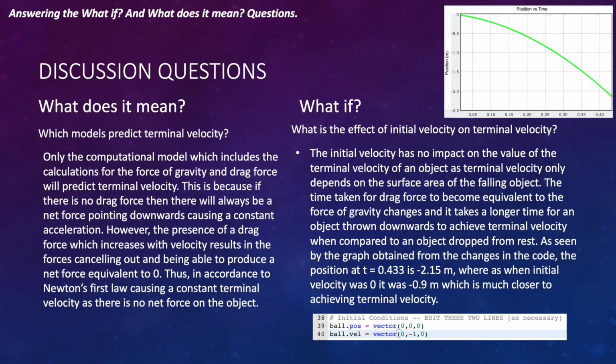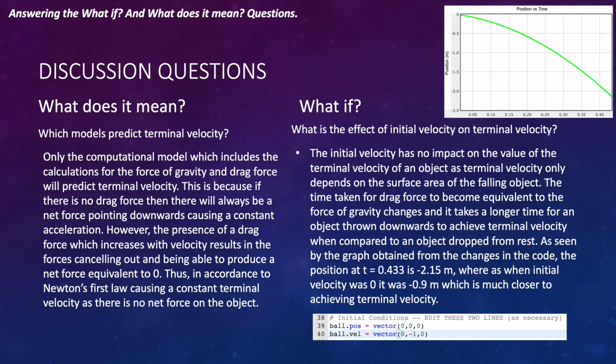The initial velocity has no impact on the value of the terminal velocity of an object, as terminal velocity only depends on the surface area of the falling object. The time taken for drag force to become equivalent to the force of gravity changes, and it takes longer for an object thrown downwards to achieve terminal velocity when compared to an object dropped from rest.